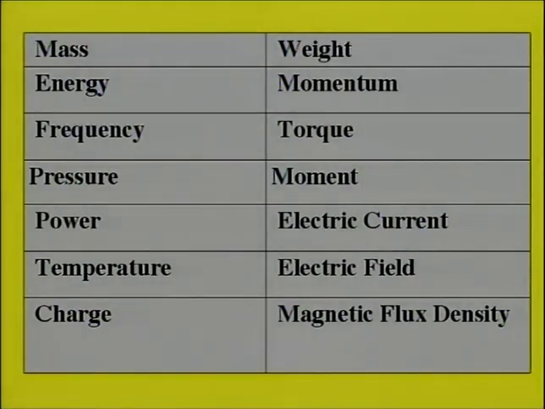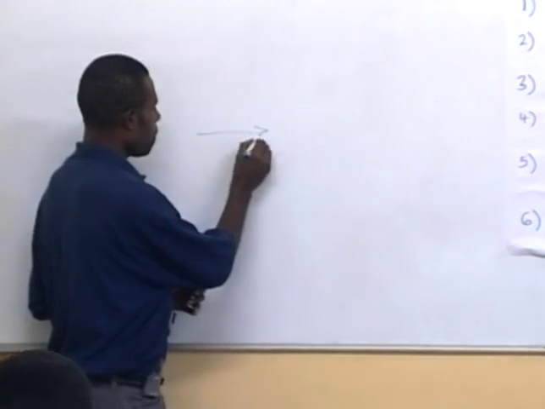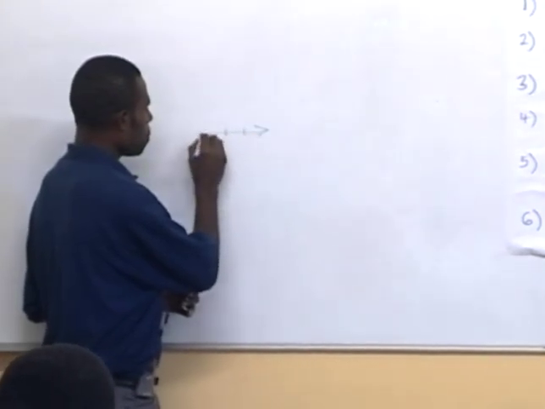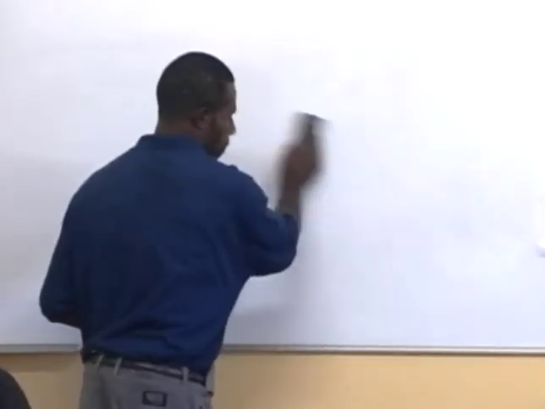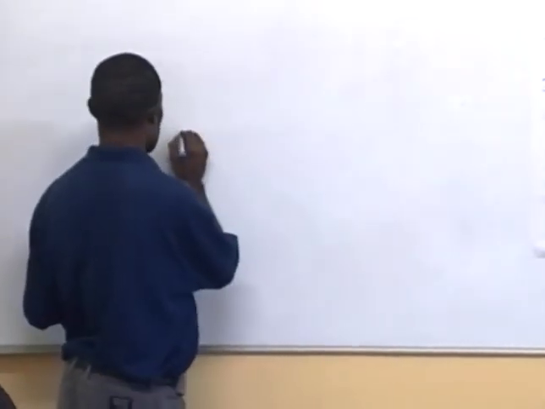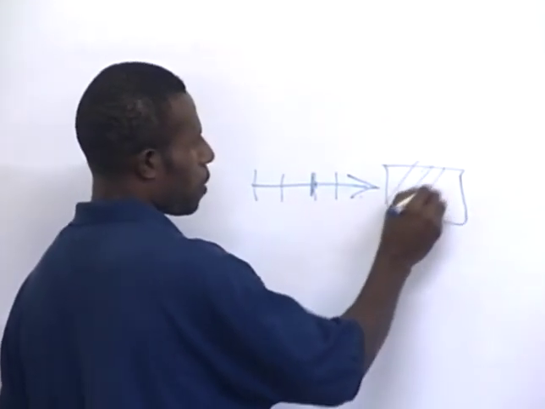Now to the representation of a vector. A vector can be represented by an arrow. The length of the arrow represents the magnitude, and the direction of the arrow shows the direction of the vector. If you can watch carefully, for example, this is 1, 2, 3, 4, and 5. This is 4 newtons that is applied to move this box here.